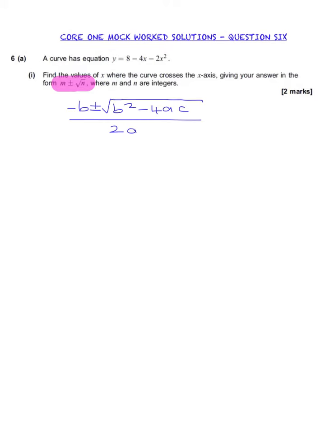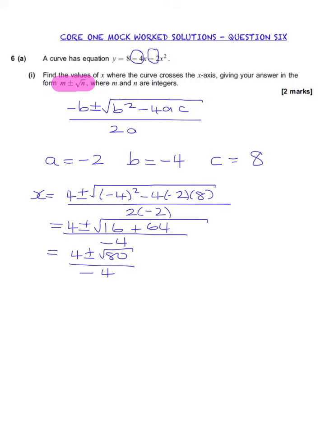where a is the coefficient of x squared, so a equals minus 2. B is the coefficient of x, so b equals minus 4. And c is the constant, so c equals 8. This gives us x equals 4 plus or minus the square root of 80 divided by minus 4.